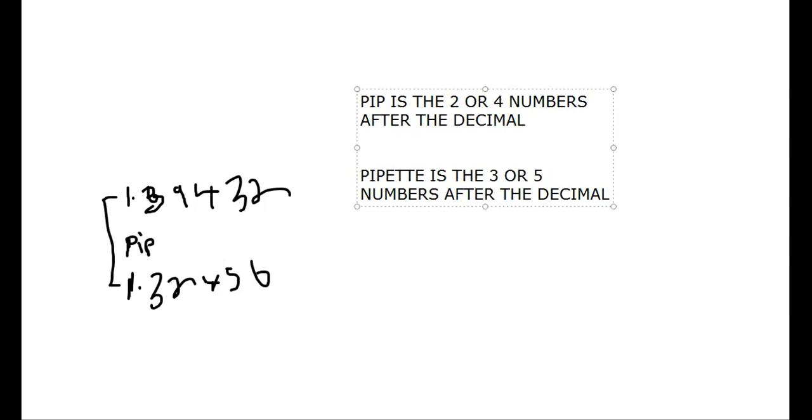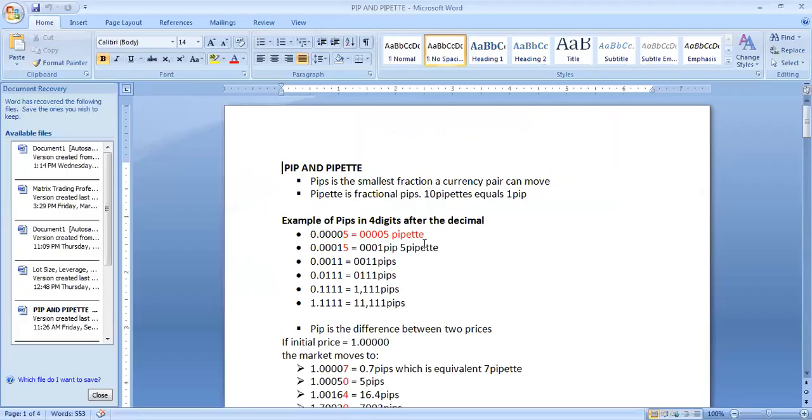This has to do with some calculations, but don't get worried, because in trading you don't need to be doing all these calculations. There's a tool called Crosshair that can be used for the calculations. When I get into the chart, I will show you. So pip is the smallest fraction a currency pair can move. Pipette is a fractional pip. So 10 pipettes equals 1 pip.